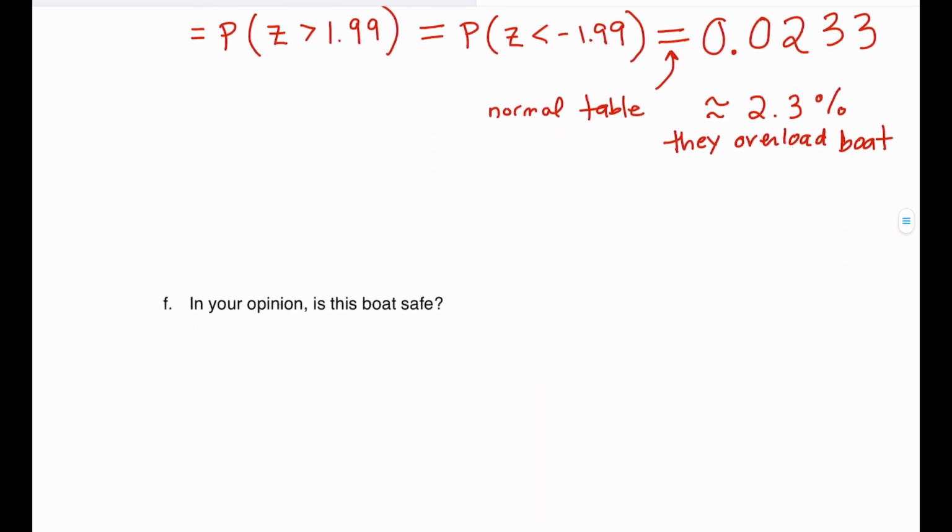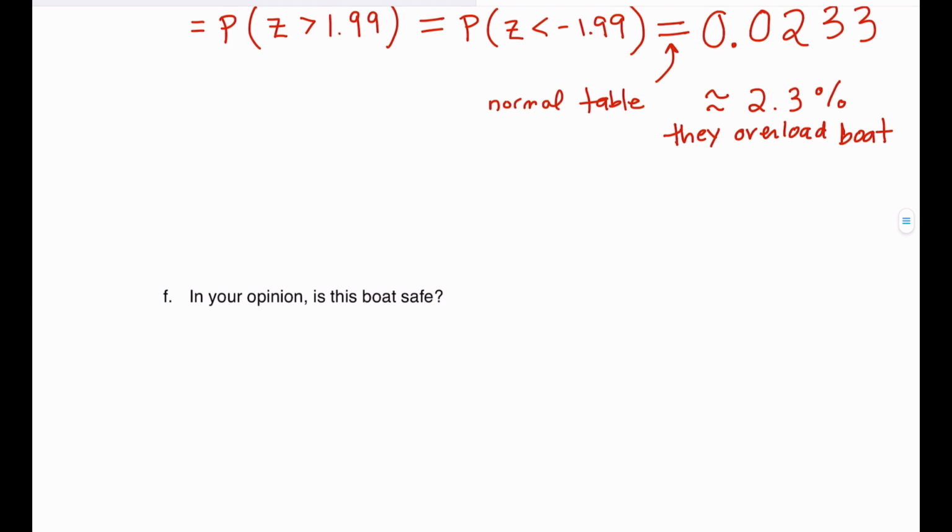So the last question is, in your opinion, is this boat safe? So there's a 2.3% chance they will overload the boat. That's less than 5%. So you might say, yeah, that won't occur too frequently. But it also depends on how dangerous the situation is. So if this was on a lake in the summer and everyone had life jackets, maybe 5% is a good threshold, and you could say, okay, 2.3% isn't that dangerous.